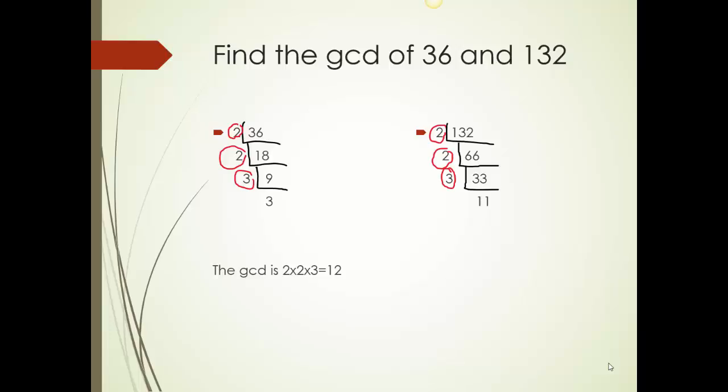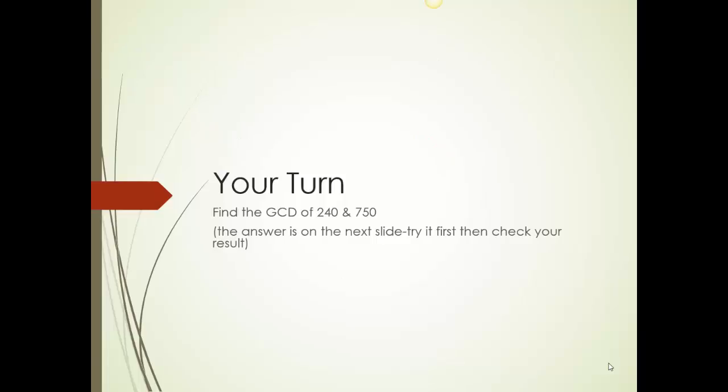Notice when I find the GCD, it's smaller than any of the numbers. It could be as big as one of the numbers, but it'll never be bigger than both. All right, so I want you to try one. Find the GCD of 240 and 750, and then check your answer on the next slide.